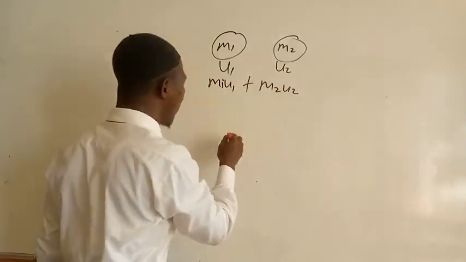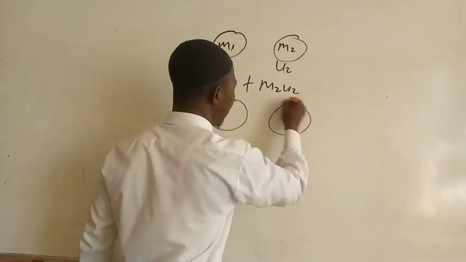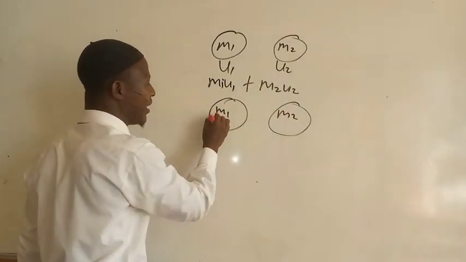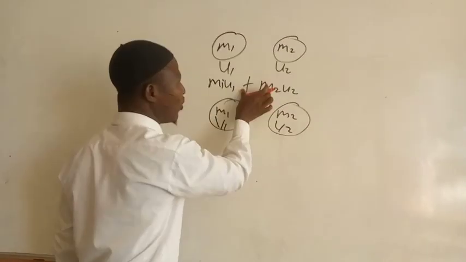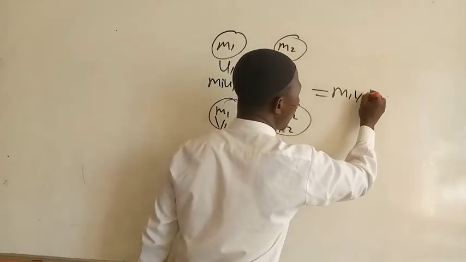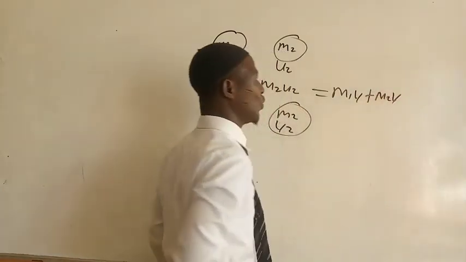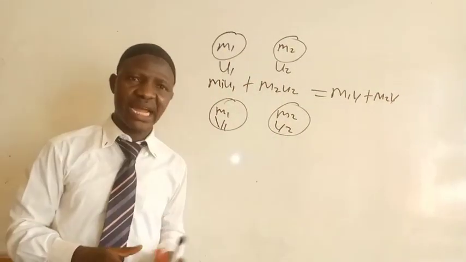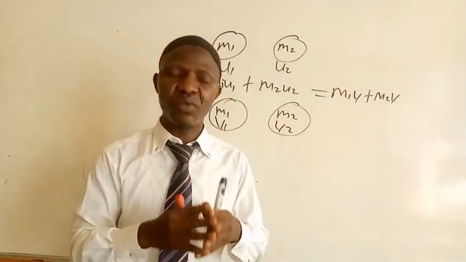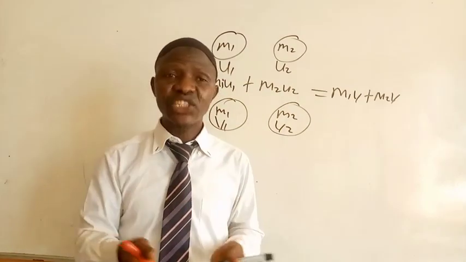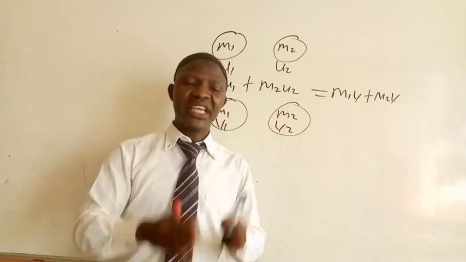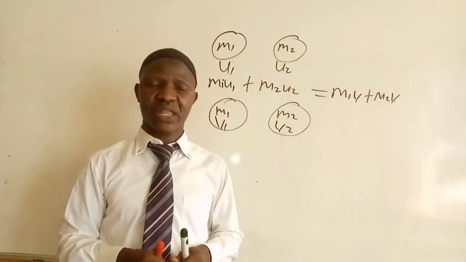Therefore, after collision, the masses still remain m1 and m2, and the final velocities are v1 and v2. Therefore, this one must be equal to m1v1 plus m2v2, that is, if there is no external force. Once again, the principle of conservation of linear momentum says that in an isolated system of collision, the sum of momentum before collision is equal to the sum of momentum after collision.